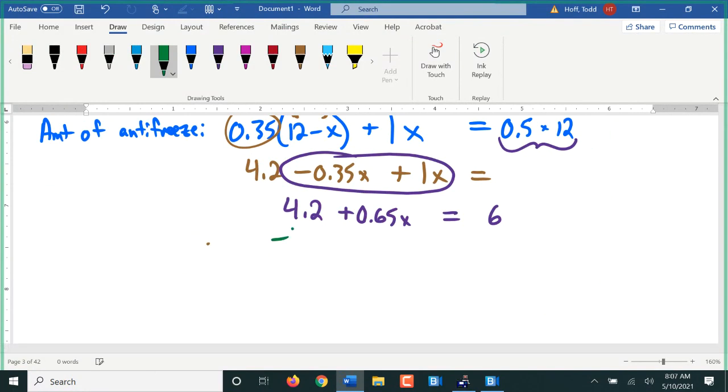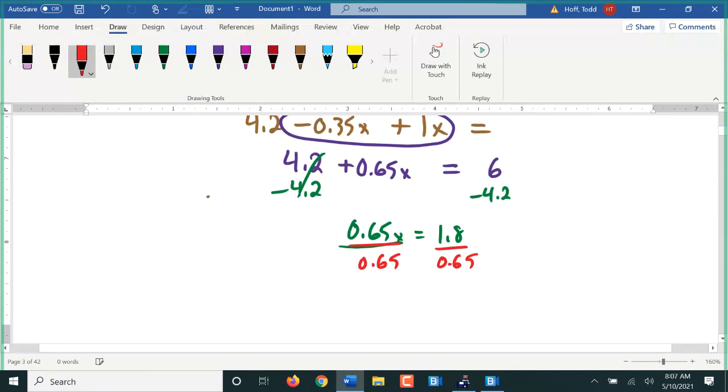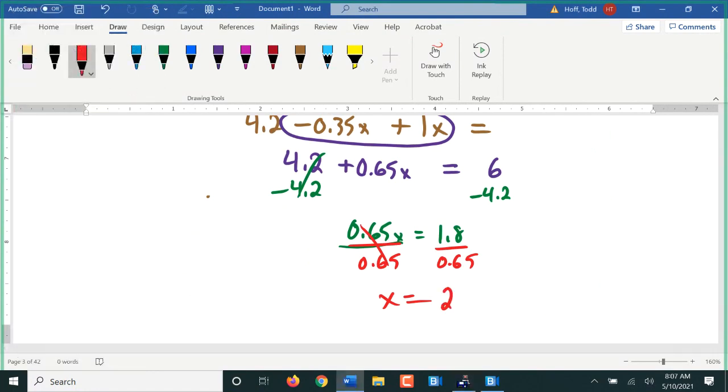Now we can solve the equation. Subtract 4.2. 0.65X equals 1.8. And we will divide by the 0.65. X is 2.77 quarts. We go back and check what X represents. Well, that was the amount that we were going to remove and replace with pure antifreeze. So we would remove 2.77 quarts and replace it with pure antifreeze.